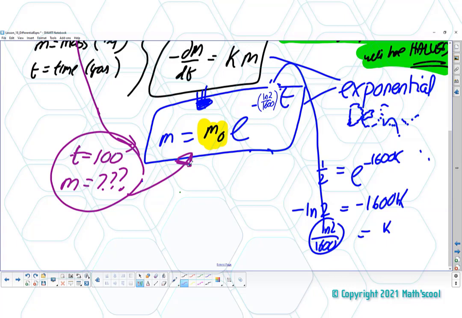An answer to the question? On the board, how you get it, m equals m average. I didn't think, is that the same?